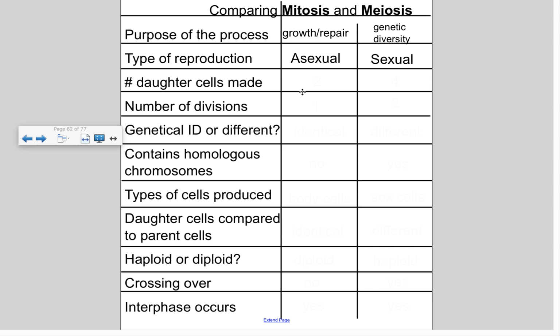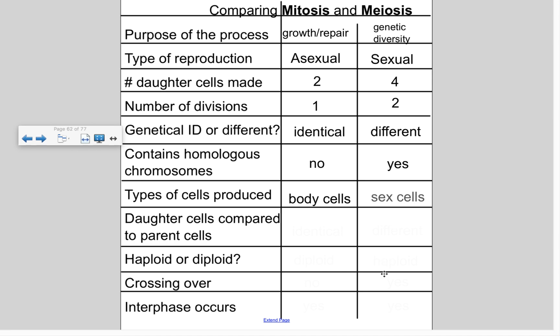Number of daughter cells made at the end of mitosis is 2. But for meiosis, it's 4. How many rounds of division? Mitosis, there's just 1. It's PMAT. But for meiosis, you go through 2 rounds. You go through PMAT twice. Genetically identical or different? In mitosis, they form genetically identical daughter cells. But in meiosis, they're different. They're not identical. Contains homologous chromosomes? No, mitosis does not. Meiosis? Yes, they do. Types of cells produced. Body cells, so skin cells, liver cells, heart cells. I can't think of anything right now. Bone cells.